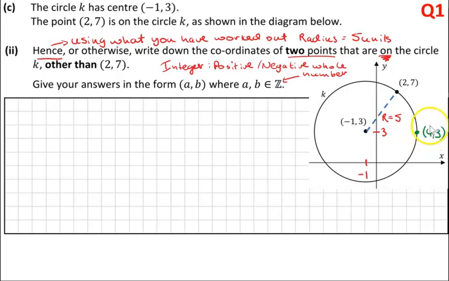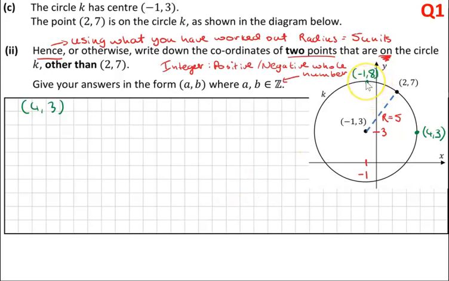But how do I know that the x part is 4? Well, I know that the radius of the circle is 5 units. So I know the edge of the circle must be 5 units to the right of the -1. And -1 plus 5 gets me to 4. So this point here must be 4, 3. So there's one point that we can write down. We need another. So 4, 3, there's one point.